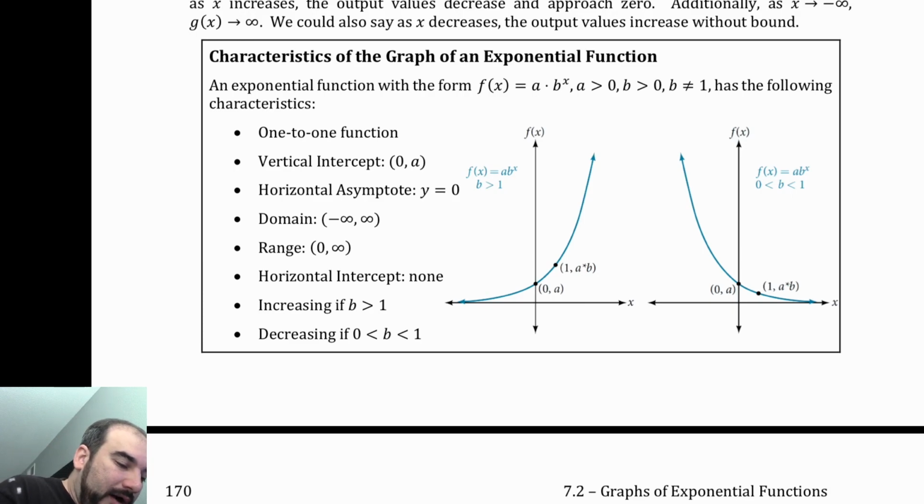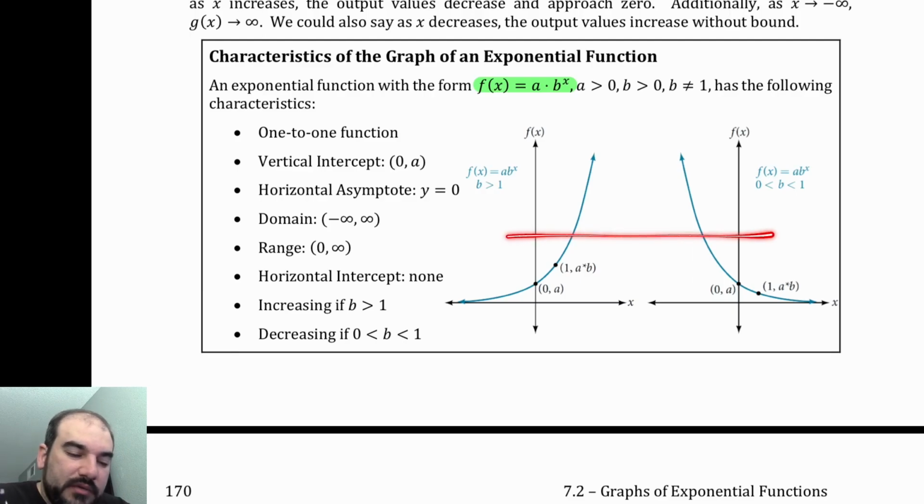So our basic exponential function, we'll go back to talking about f of x is a times b to the x, where a is greater than 0, b is greater than 0, and b is not 1. The reason why b is not 1 is if b is 1, you get a constant function that just goes horizontally. If b is 1, then you just get f of x equals a, so that would be a horizontal line going through a on the y-axis.